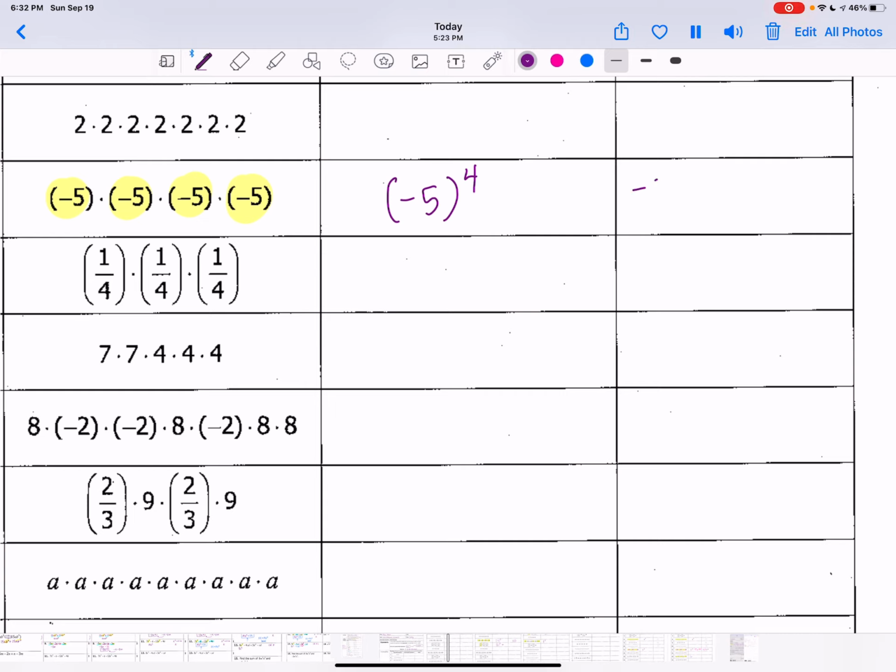And if you're to multiply all this out, it's like going -5 times -5 times -5 times -5. I'm not going to write all that, it's already there. But if you go ahead, and I'm fine if you use a calculator now, that would be a positive 625.